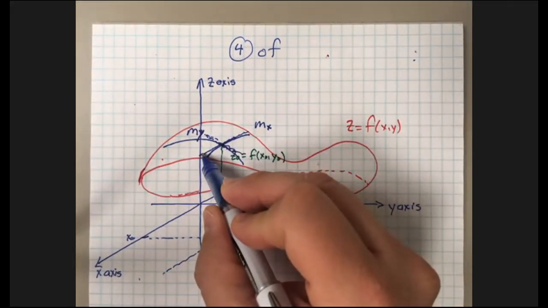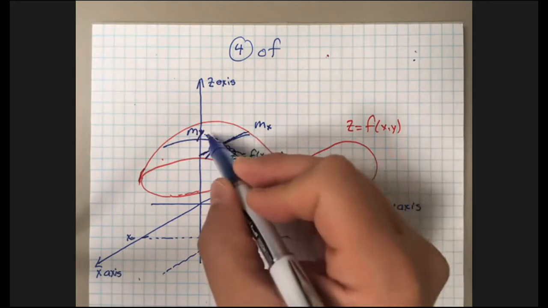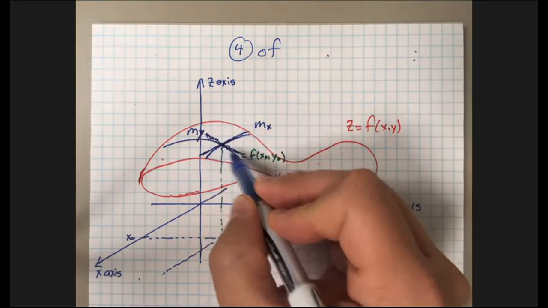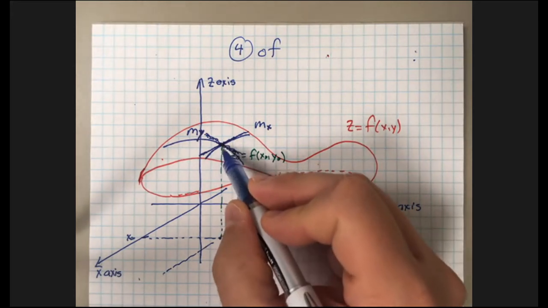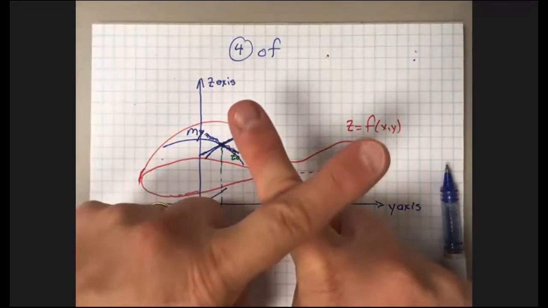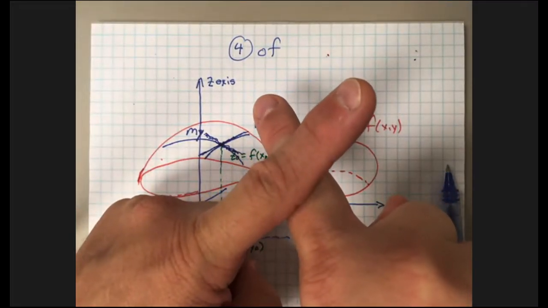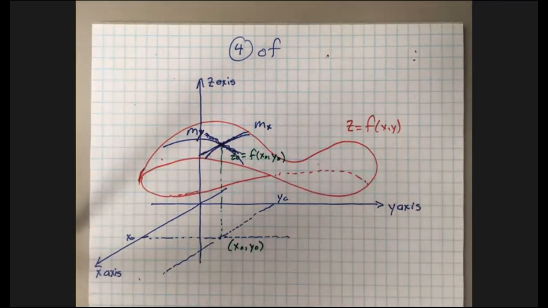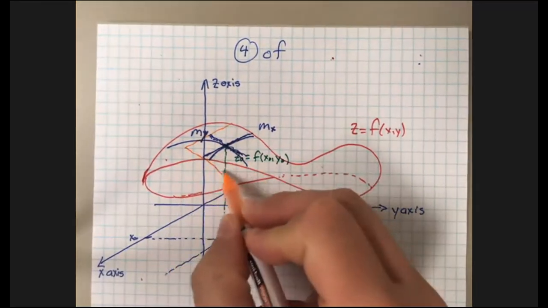If I have a tangent line with one slope in the x direction, a tangent line with another slope in the y direction, if they meet at that point, x naught, y naught, z naught, what I have is two lines, get my hand in here, two lines meeting at a point tilted in different directions. I've got a plane. I have this hope that I could create a tangent plane to the surface.